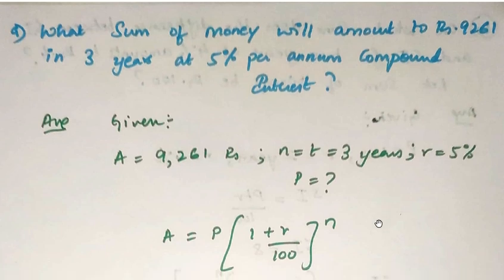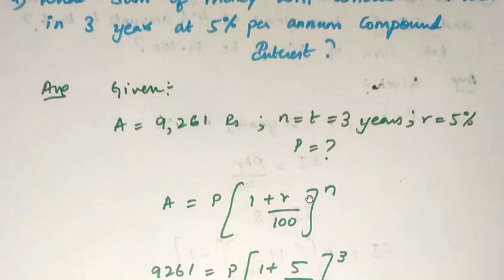So your next question: what sum of money will amount to rupees 9,261 in 3 years at 5% per annum compound interest? So what have they given in the question? Amount is 9,261. They have given the amount. So time is 3 years. Rate of interest is 5%. Now you're supposed to find out what sum of money, which means you're supposed to find out the principal amount.